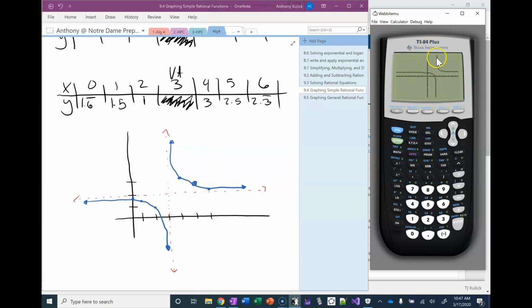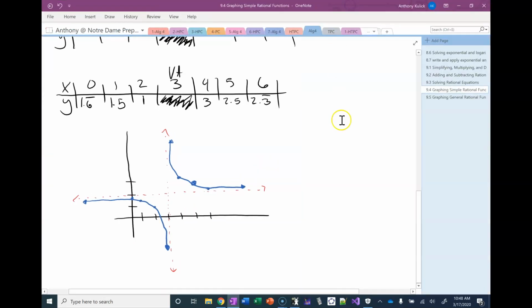I have my vertical asymptote here at 3. Doesn't look like the graph is crossing that. My horizontal asymptote here at 2. And we have the 2 arms of my graph. So we call each one of these pieces an arm. Okay.